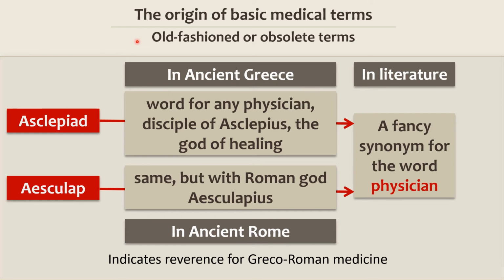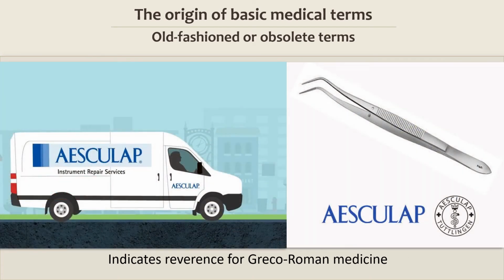Now let's look at some old terms that went out of fashion. For example, Asclepiad and Aesculap. In ancient Greece, the Asclepiad was originally the word for any physician, because the name of the Greek god of medicine was Asclepius. In English, this word is used in literature as a synonym for the word physician. The word Aesculap is of the same origin, but modified by the Romans and used in Latin as a term for Greek physicians. In modern times, it is used for brand naming, for example in medical services or medical equipment production.